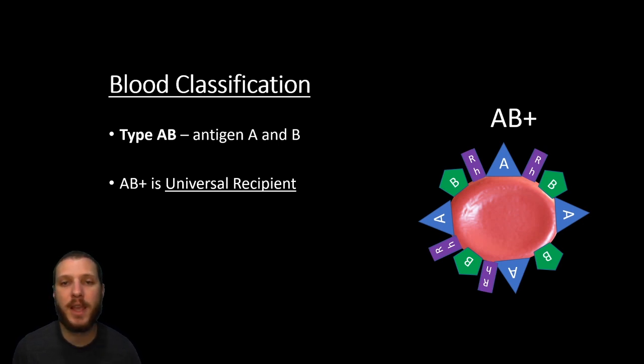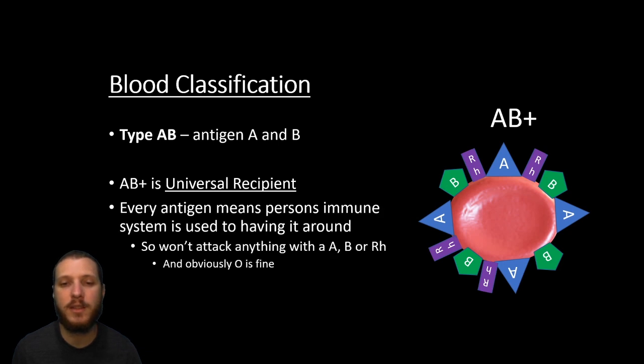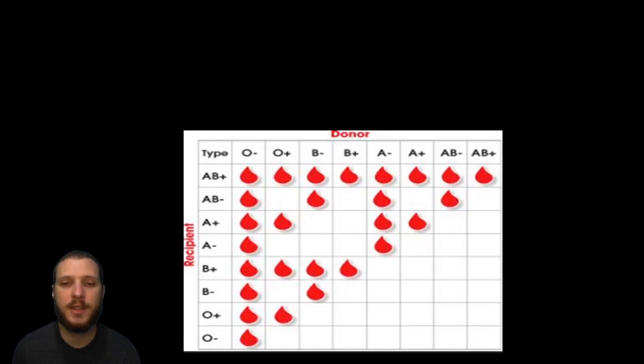If you get type A blood, your body's used to seeing A, so it's fine. You get type B blood, it's used to seeing B. And if you get O, obviously, it's still safe. So being AB positive is a good thing if you need transfusion. And here you can see a chart. As we said, AB positive can receive blood from any other blood type, whereas O negative can only receive O negative blood. And you can see the other in-betweens here.